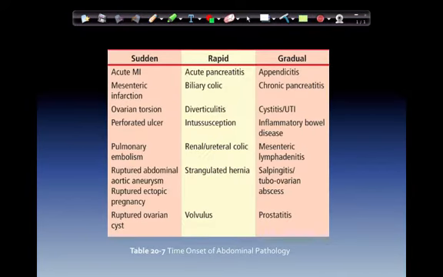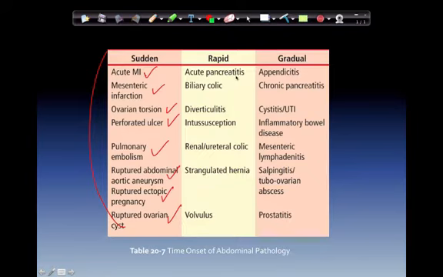This is table 27, time of onset of abdominal pathology. So sudden onset stuff: acute MI, mesenteric infarction, ovarian torsion, perfed ulcer, pulmonary embolism, ruptured abdominal aortic aneurysm or AAA, ruptured ectopic pregnancy, ruptured ovarian cyst. So all of these are very sudden. They just happen, bam. Very rapid.